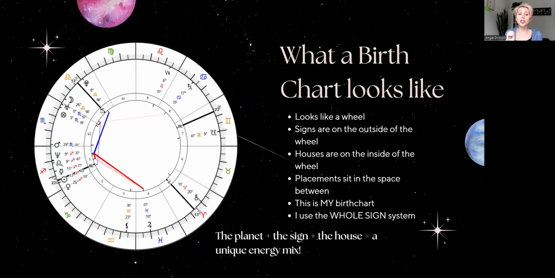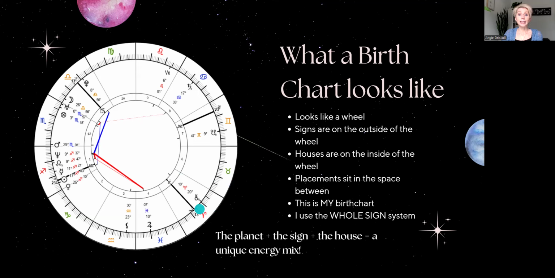And so when you're first learning, it's really important, I think, to use a whole sign system because it's much more organized and easy to understand. One house per one sign instead of splitting it up. In the Placidus system, a lot of times you're going to have a sign that's divided between two houses. So as we are learning, that's very complicated, and I don't do that. I stick with a whole sign system. If you have anybody else pull your chart, ask them if they are using whole sign or Placidus, and I recommend that you tell them that you prefer whole sign. That's a little more complicated, but it is important.